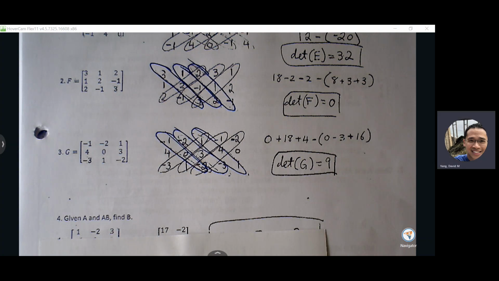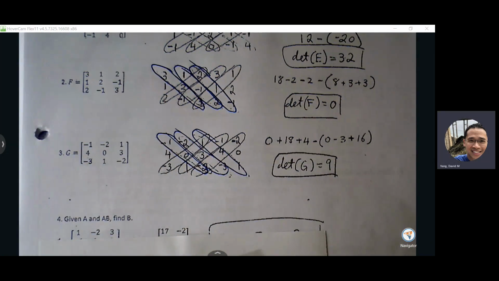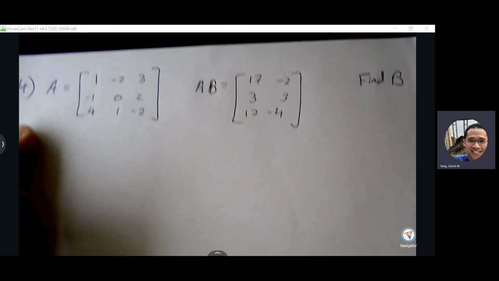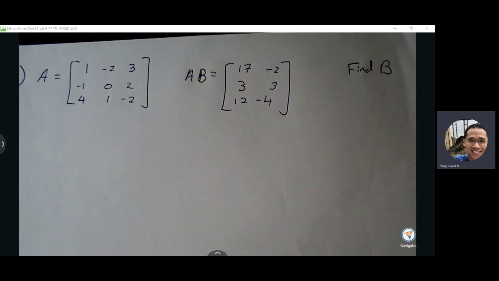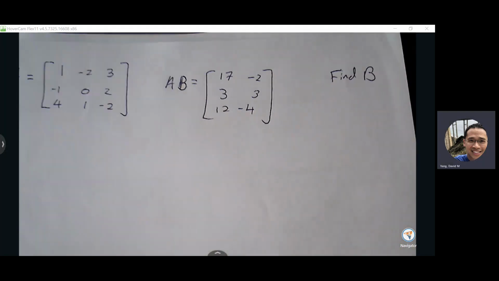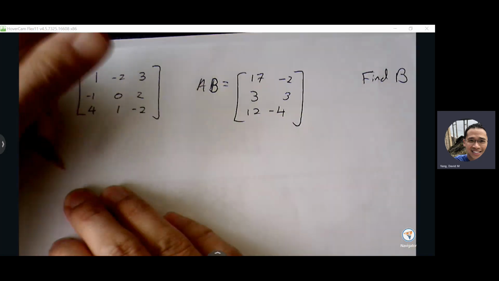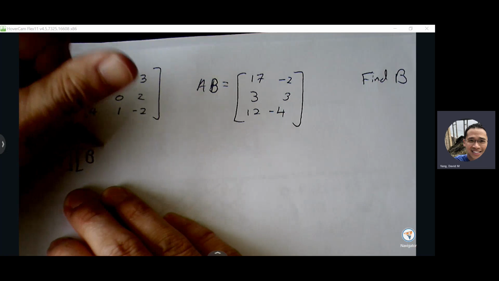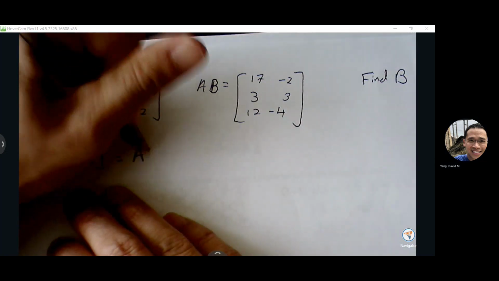All right, are we good with numbers 2 and 3? Any questions? All right, let's look at number 4. Number 4 says, given matrix A and matrix AB, find matrix B. Okay, so let's think in terms of an equation, approaching this from an equation perspective. We know this is true, right? We know that matrix A times matrix B is what produces matrix AB.